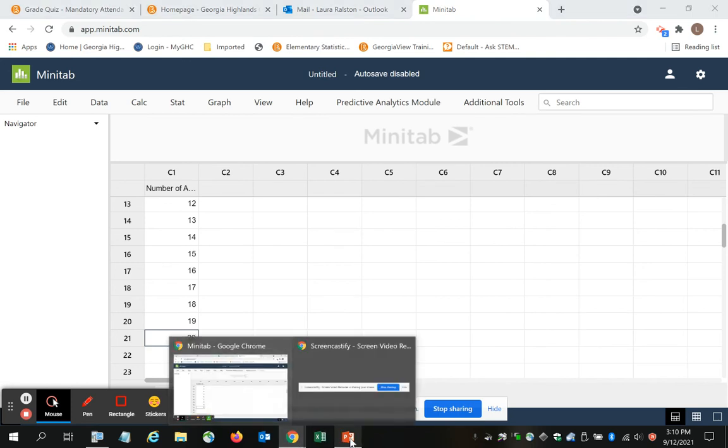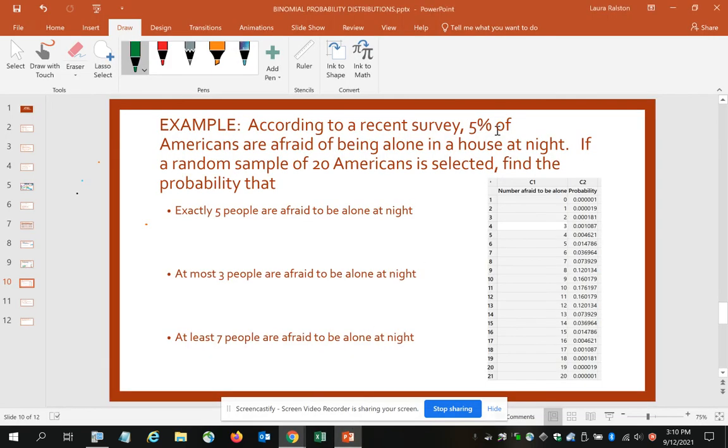The 5% that's given here, this is the probability that they're afraid of being alone at the house at night. So that actually represents our P. This 5% is P. We write it as a decimal, so that's 5 divided by 100, which is 0.05.